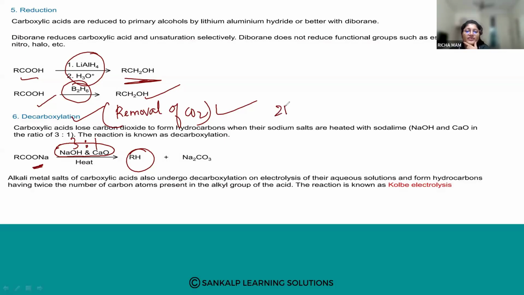So this is also very, very important. 2 marks question. Okay, mark this as important. Very, very important. So the sodium salt of carboxylic acid is heated with soda lime. Soda lime means sodium hydroxide plus calcium oxide, 3:1 ratio. What do they lose? They lose a mole of carbon dioxide and it forms a hydrocarbon. So this reaction is called decarboxylation.